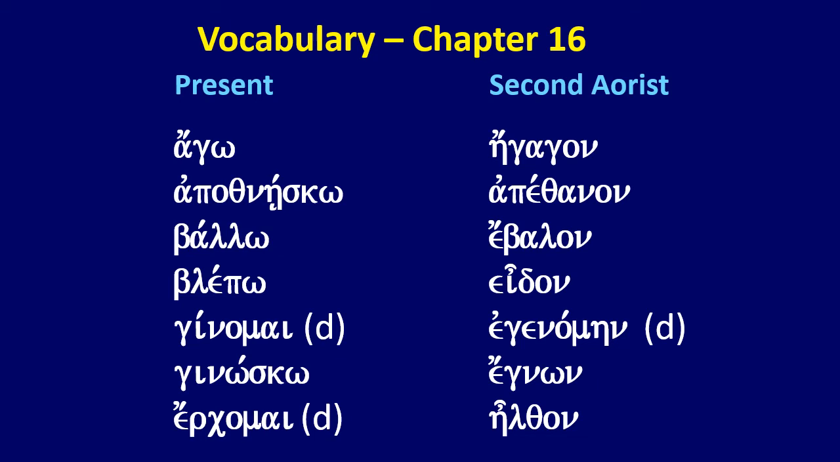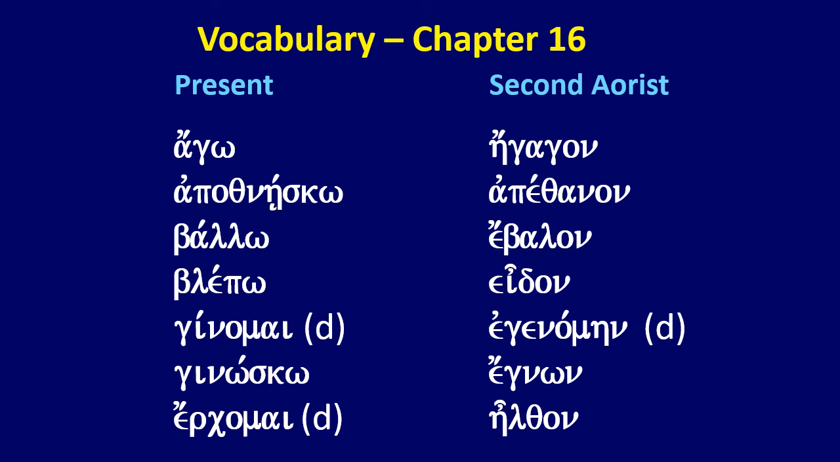Let's just go through these from the top, starting with ago, meaning I lead. The second aorist form would be egagon, I led. Next on the list would be apothnesko, meaning I die. And then the second aorist form would be apethanon, which means I died. And then you have ballo, meaning I cast or I throw. And then you have ebalon, meaning I threw or cast. And then you have blepo, meaning I see, or eidon, as we already saw in a previous slide. That means I saw, eidon. And that again is a very different spelling for the second aorist as compared to the present tense form.